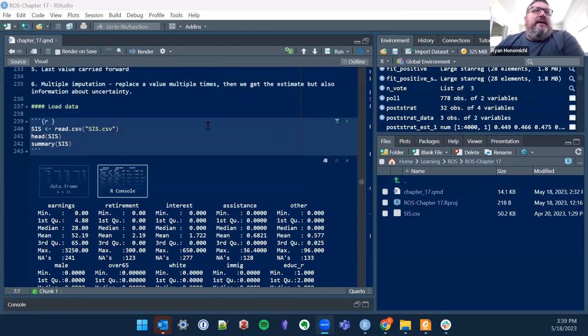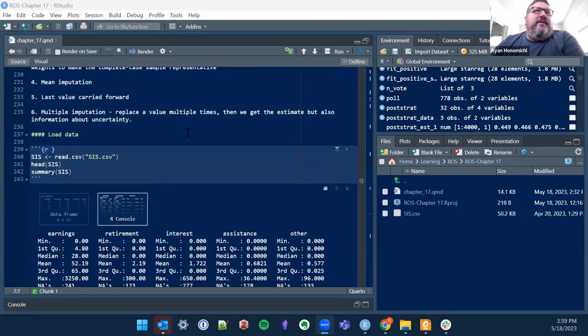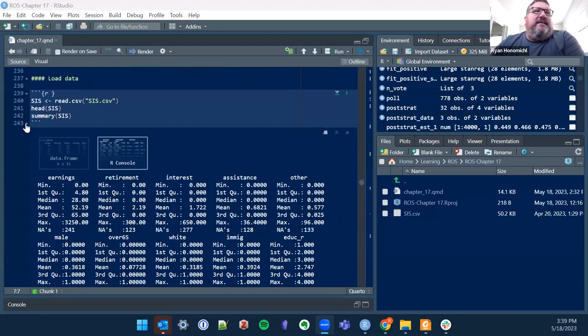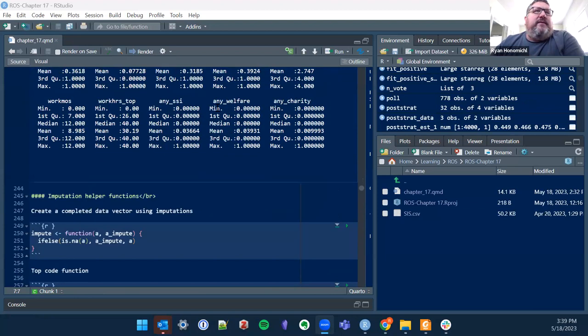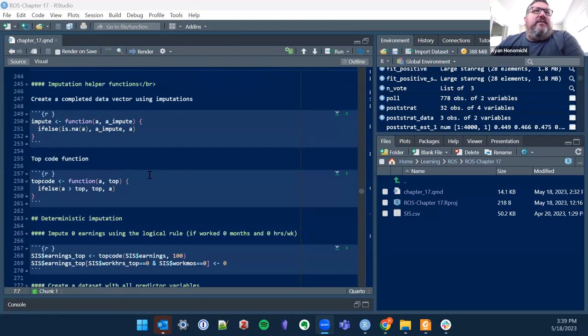So I'm going to use this data from the book, this SIS, I forget what this data was, and then he makes up a little function to tell us when we should impute a value. So if it's missing, we use a_impute as an argument. And then they talk about this idea of top code and zero coding.